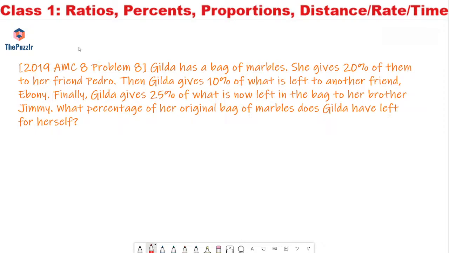Take 60 seconds to try and solve this problem. Once again, you could actually assume the number of marbles that she had at the beginning and then just take a percentage of that, since we're only dealing with percents.